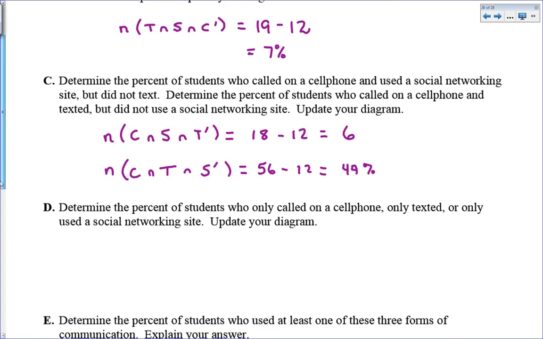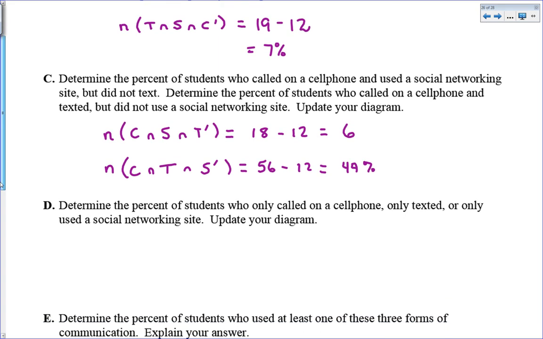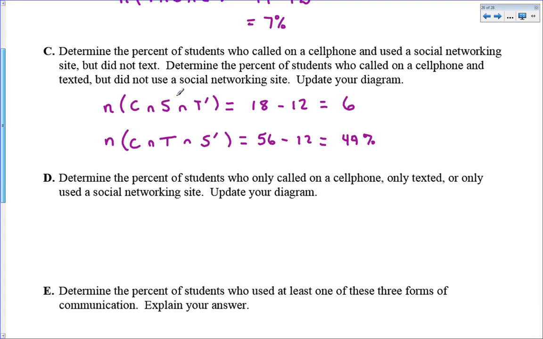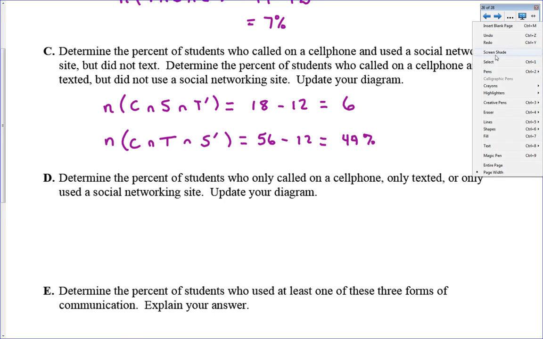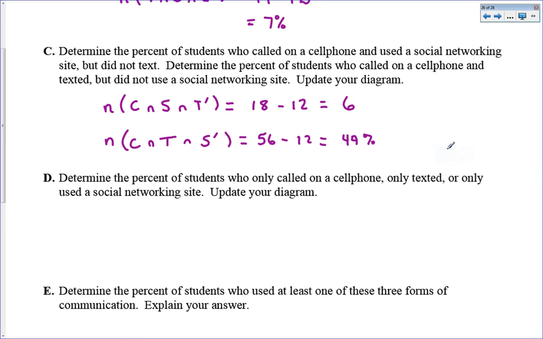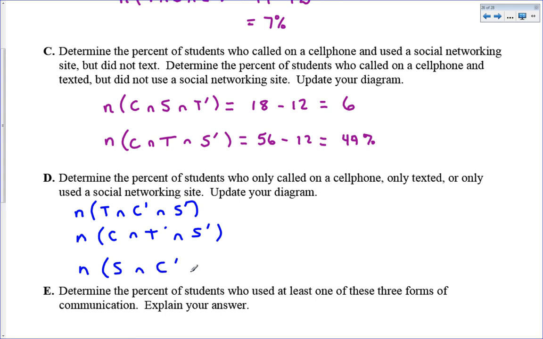Now what we want to do is determine the percentage of students who only used one form and update the diagram. Okay, so how we could write that with set notation is we want the number who texted but didn't use a cell phone and didn't social network. We want the number who cell phoned and didn't text and didn't social network. And we want the number who social networked but didn't cell phone and didn't text.